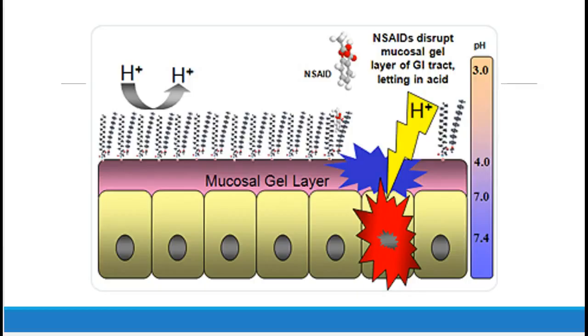This is just a diagram to show the possible mechanism here. So basically what you have is a mucosal gel layer in the GI tract, and if your body can't maintain that because it's getting disrupted with NSAIDs, you end up exposing the epithelial cells to the acidic conditions of the GI tract, and therefore you can cause tissue damage, bleeding, ulceration.